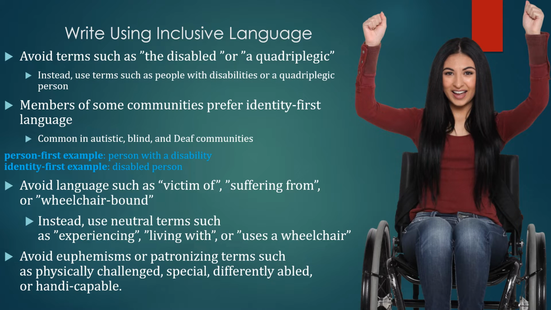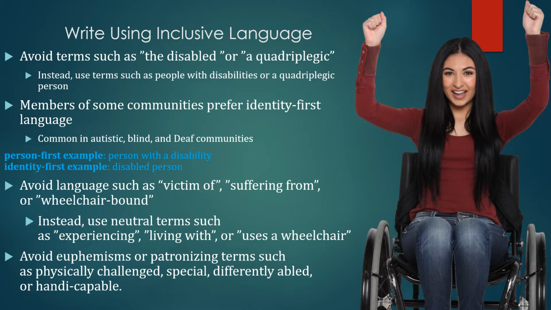As we begin writing our position descriptions or writing out anything for social media and trying to recruit members, make sure that we research the way that people in the communities that you're writing about prefer to be identified and use the terms that they prefer. So that means write using inclusive language.